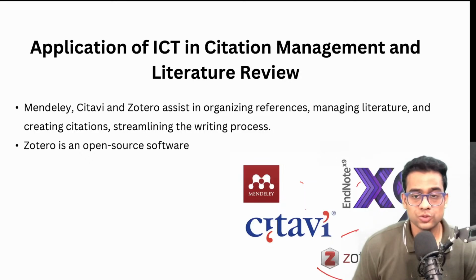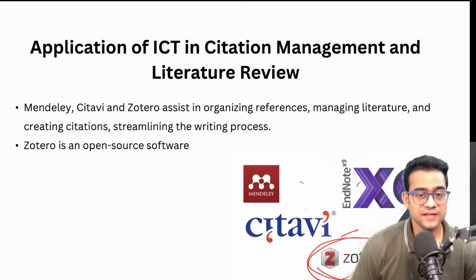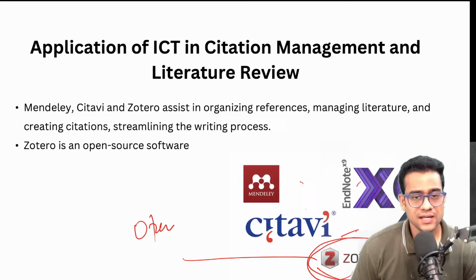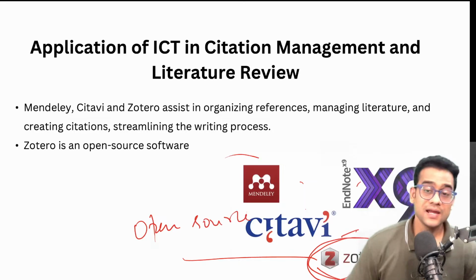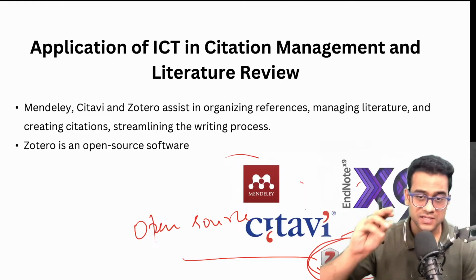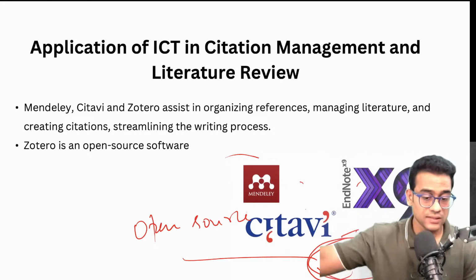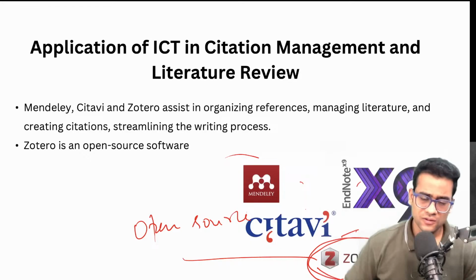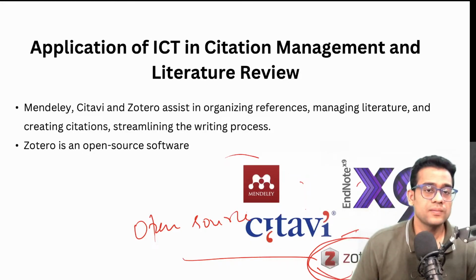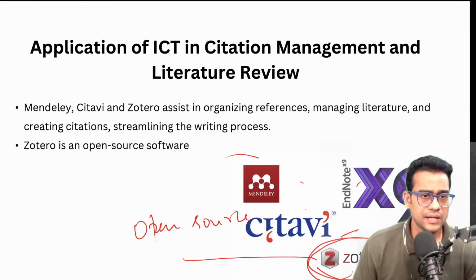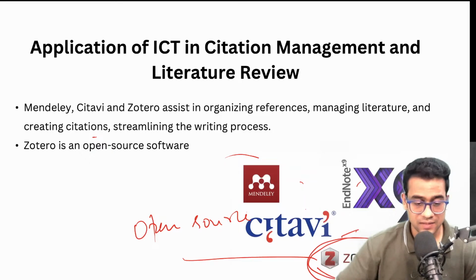Zotero is open source software, which means it is free. You can check for others, like Mendeley, which is a paid software, not free. There is a freemium version which has limited features, so check about all these softwares. Zotero is most commonly used, it is open source. Mendeley, Citavi, Zotero assist in organizing references, managing literature and creating citations, streamlining the writing process.